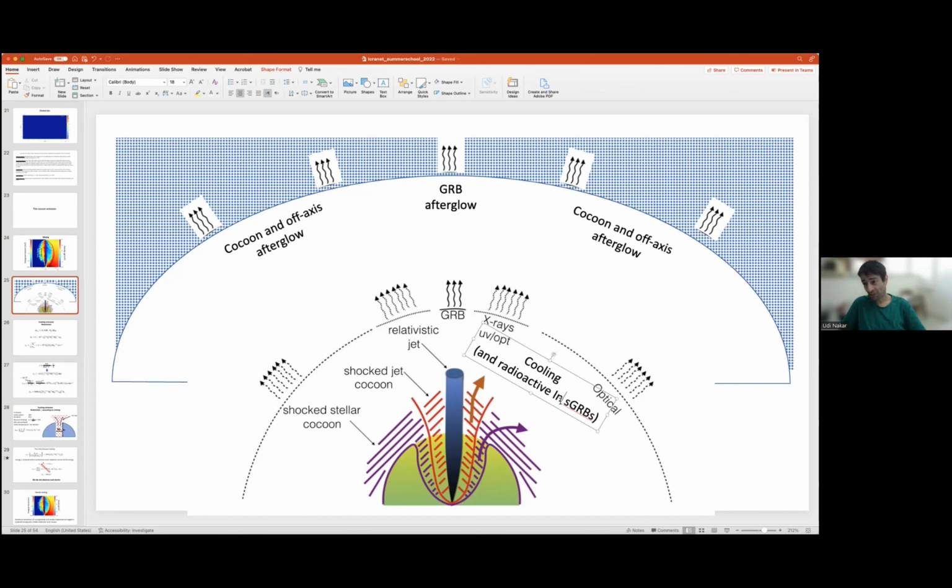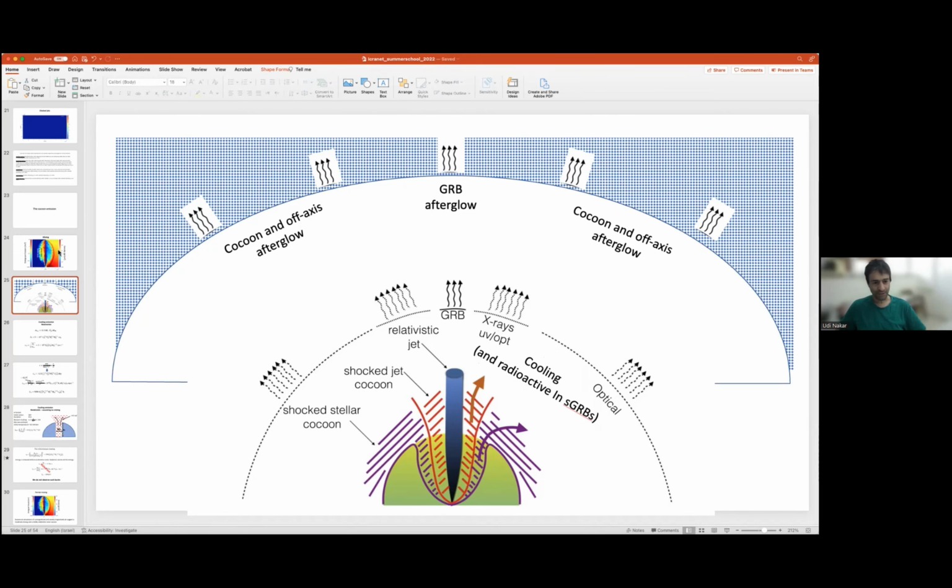Now, if the propagation time is about 10 seconds in long GRBs, as we saw yesterday, and the luminosity of the jet is roughly 10^50 ergs per second, we get about 10^51 ergs in this cocoon. This is comparable to the energy that we have in the burst itself. So the jet carries about 10^51 ergs, and the cocoon will have about 10^51 ergs.